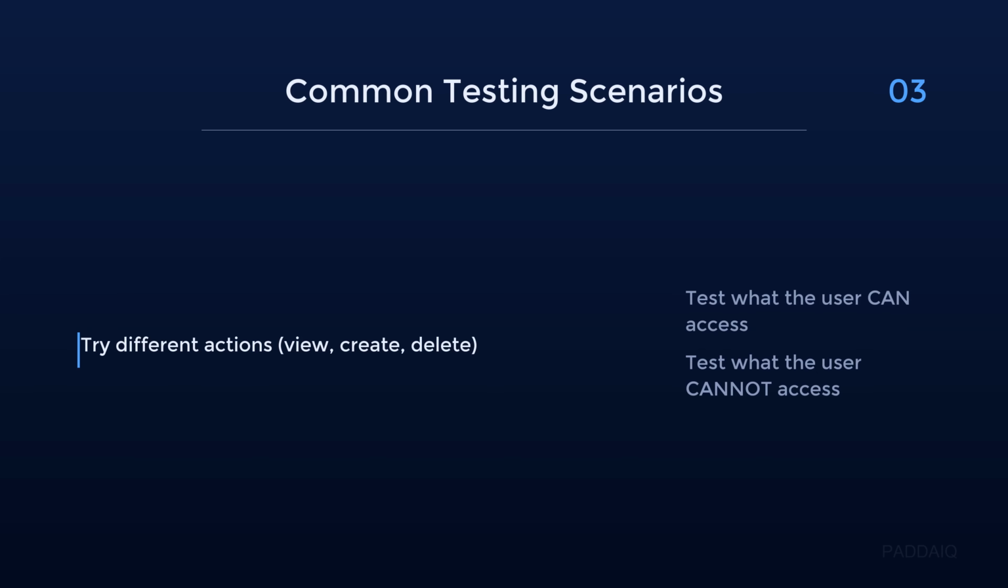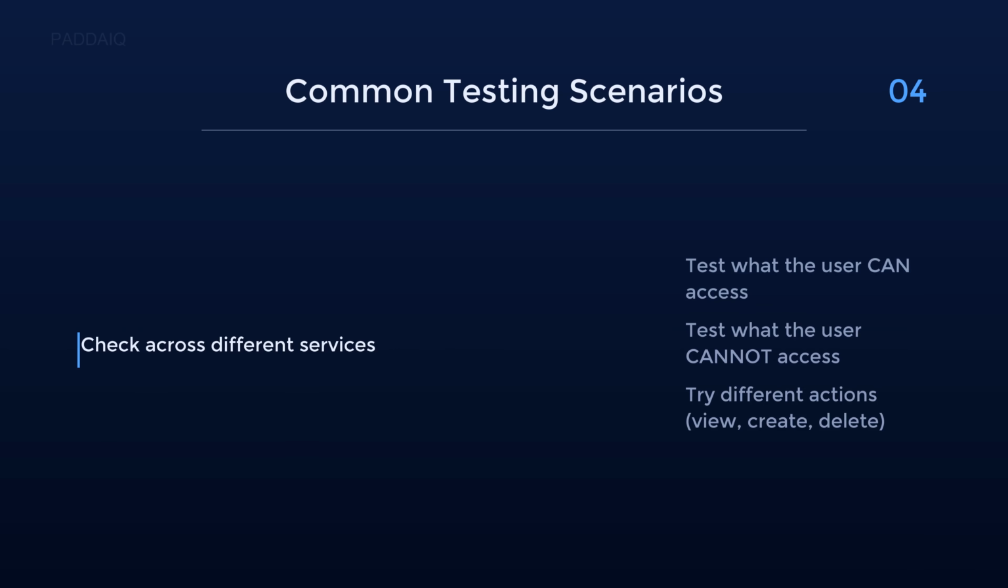Try different actions: view, create, delete, and so on. This means you should test all key functions in your app to ensure they work as expected. For example, in a shopping cart app, verify you can see items, add new ones, and remove them. Comprehensive testing helps confirm your application's reliability and user experience. Check across different services.